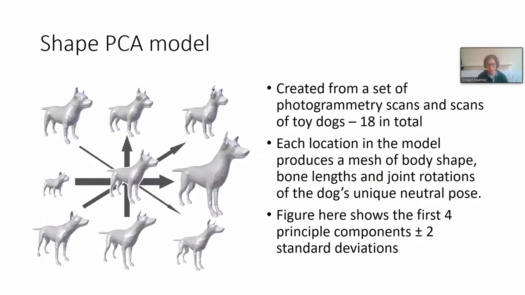We also use a shape model. This was created using a combination of photogrammetry scans of dogs and laser scans of toy dogs. The model represents dogs in bone lengths, in skeleton joint rotations, and the neutral mesh of the dog. We modeled the skeleton joint rotations because we feel that the neutral pose of a small squat dog is very different to that of a tall, thin dog.